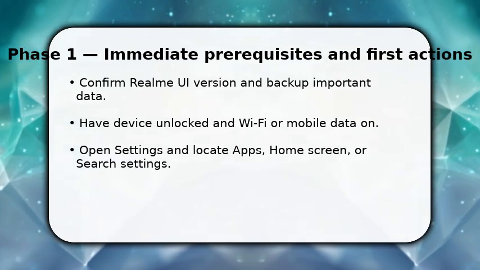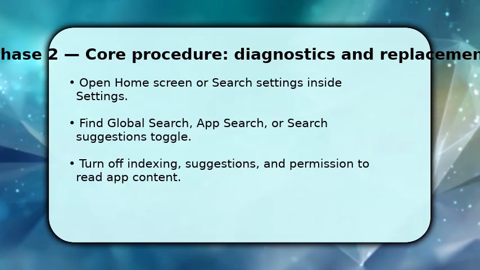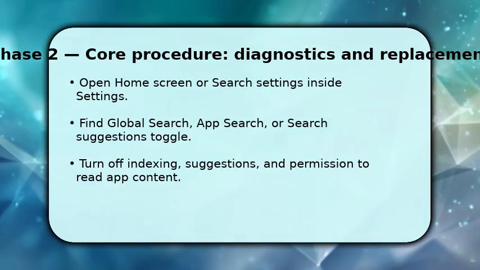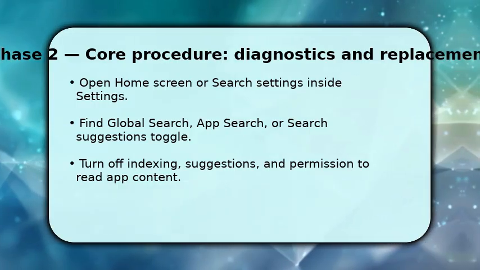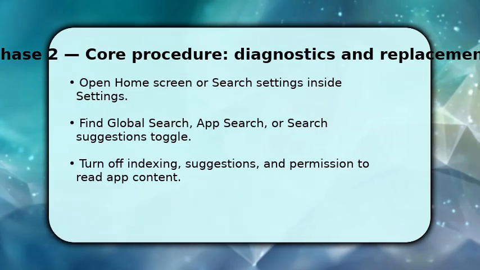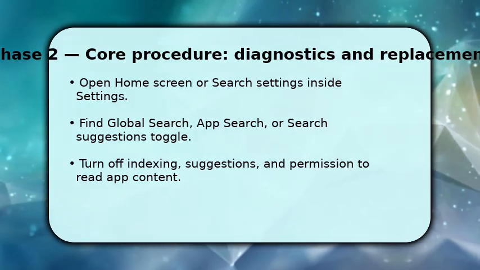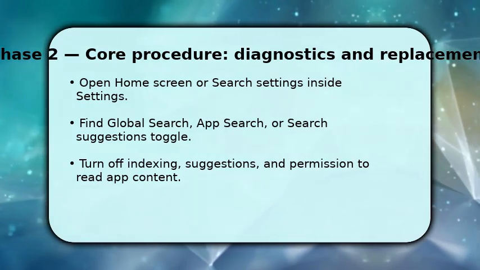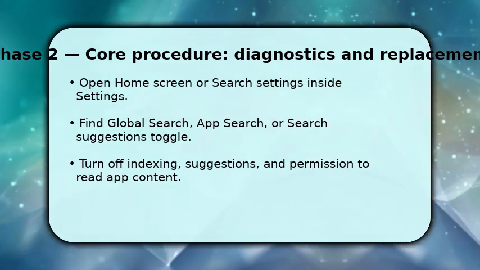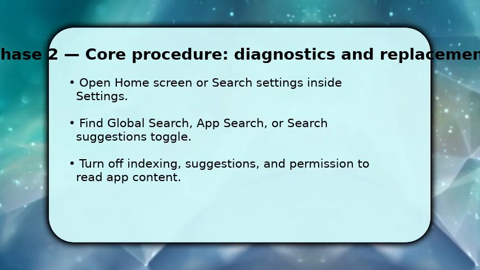Tap home screen or search settings and look for global search, app search, or search suggestions. Tap into that menu and disable search indexing, suggestion history, and any toggle that lets the launcher read app content. If permissions are shown, revoke the launcher's access to contacts, messages, or media. This prevents content from appearing in search. Make sure to confirm or apply changes.